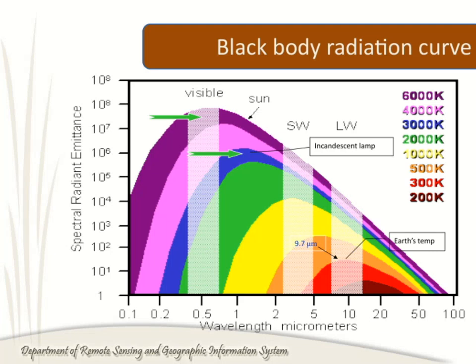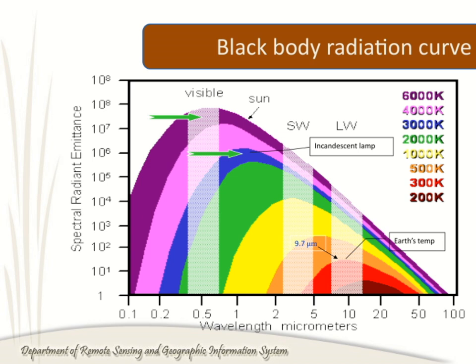Let's take a look at this blackbody radiation curve. As you can see, it shows how a perfect black body emits radiation at different wavelengths. One key point here is the wavelength of 9.7 micrometers, which is significant because it corresponds roughly to Earth's thermal radiation. This is why Earth emits primarily in the infrared, around this wavelength.